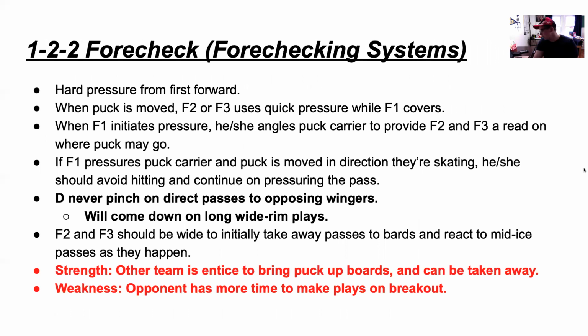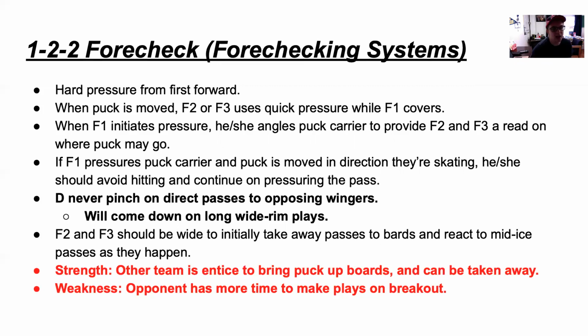All right, so we have the 1-2-2 forecheck. There's hard pressure from the first forward, and when the puck is moved, F2 or F3 uses quick pressure while F1 covers. When F1 anticipates pressure, he or she angles the puck carrier to provide F2 and F3 a read on where the puck may go. If F1 pressures the puck carrier and the puck is moved in the direction they're skating, he or she should avoid hitting and continue pressuring the pass.